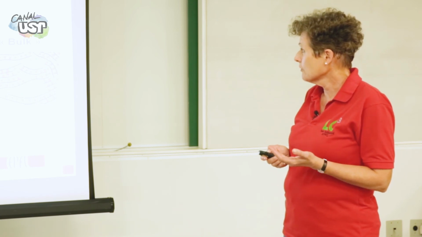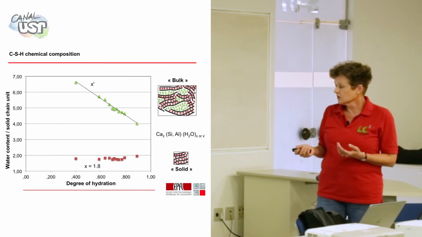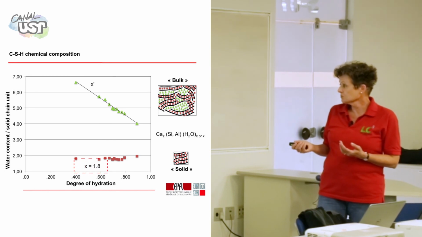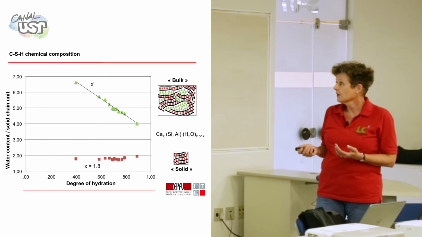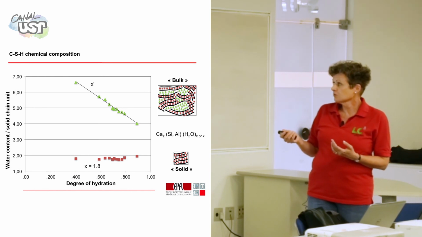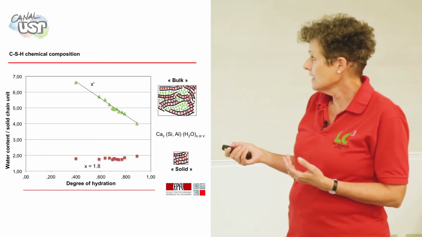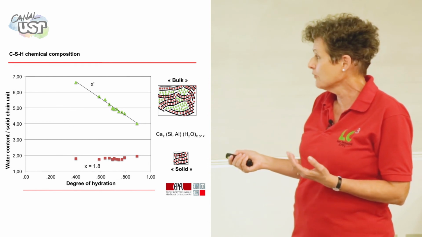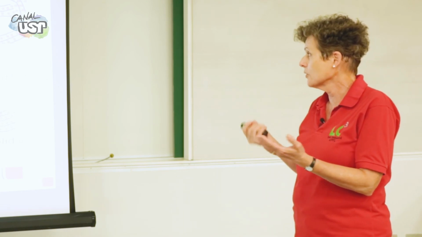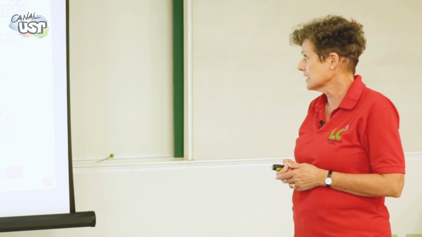We can go further. We can calculate the amount of water in the CSH. And again, we can see that for the solid part, we have a quite constant amount of water, which is about 1.8 water molecules per silicon atom. And then in the bulk, the amount of water is going down. And here we come down to a value of about 4, which again agrees very, very well with what you can read in the literature as the assumed value of CSH calculated by other techniques.